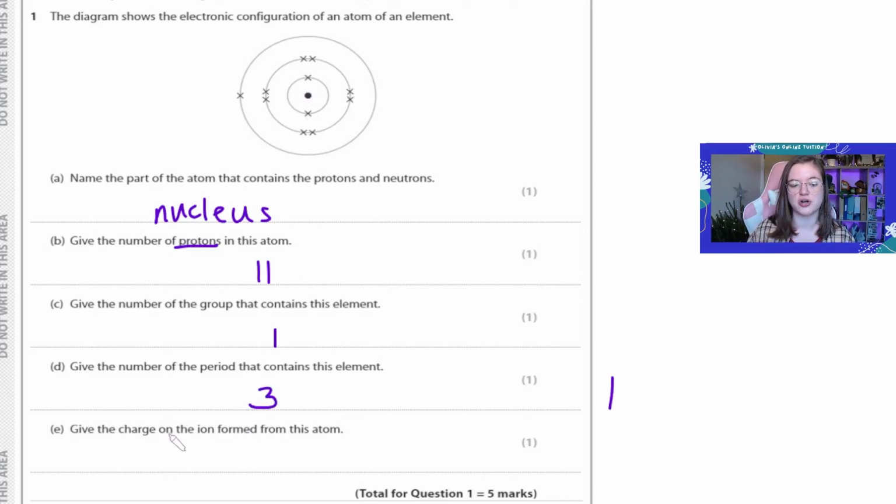And then give the charge on the ion formed from this atom. So an ion, remember, is something that's gained or lost an electron. And this guy is going to lose this electron. And if it loses an electron, it's going to form a positive charge, because if it's starting at nothing and then losing, taking away, a -1 charge, that's a minus situation. Therefore, we're going to have positive 1. So that's the ion charge it's going to form. And there we are. That is question 1.